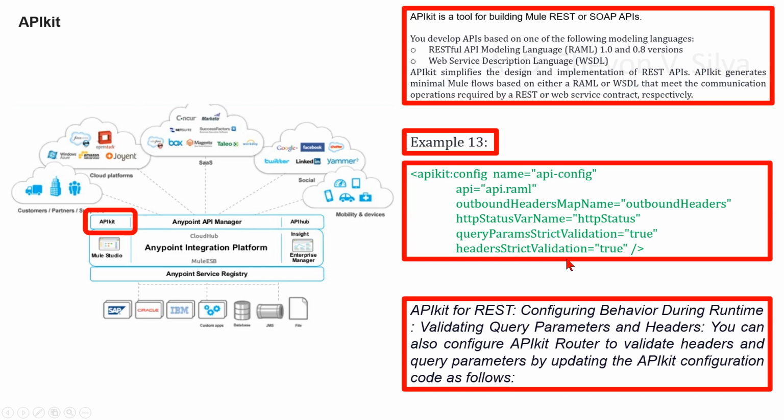You can configure the APIkit router to validate headers and query parameters by updating the APIkit configuration code as follows here.